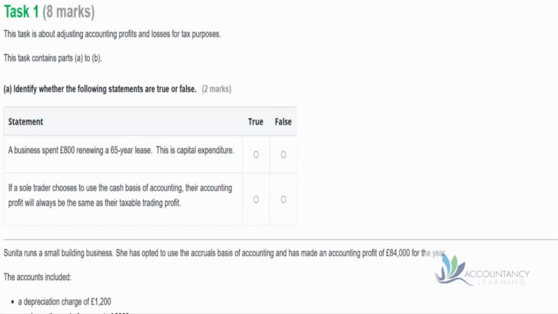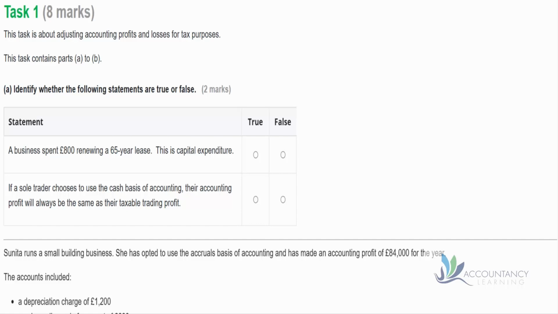In this video, we're looking at the second sample assessment for business tax. Let's start off with task 1, which is about adjusting accounting profits and losses for tax purposes. So part A asks us to identify whether the following statements are true or false.